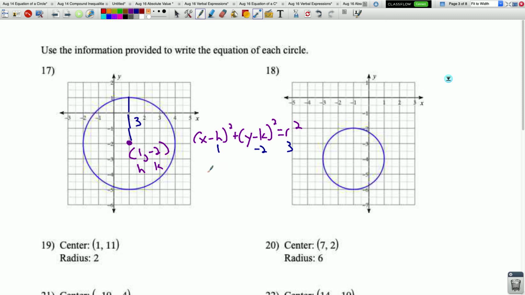And let's plug it into our formula and simplify. This minus and negative will become a plus, and this 3 squared will become a 9. X minus 1 squared plus y plus 2 squared equals 9.